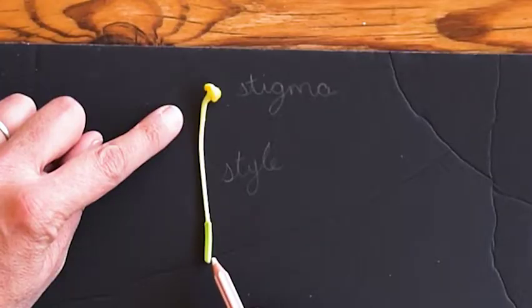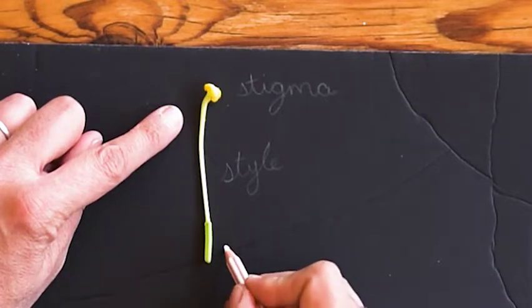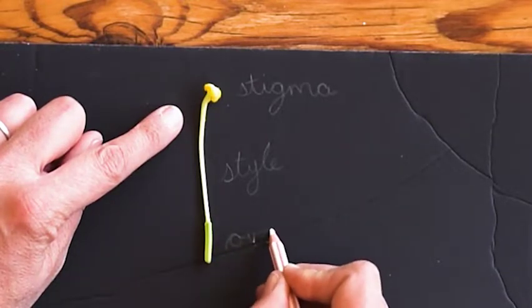This bigger part at the bottom is called the ovary. It comes from the Greek word ova, which means egg. Now, can you guess what lives inside here? What does the plant keep inside the ovary? Yes, it keeps its eggs. Let's label that as well. And where does the flower keep its eggs? Inside the ovary.